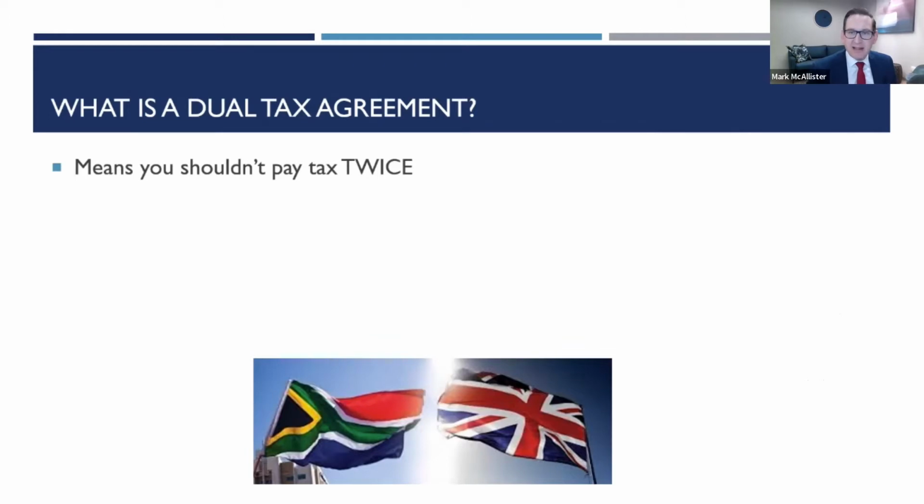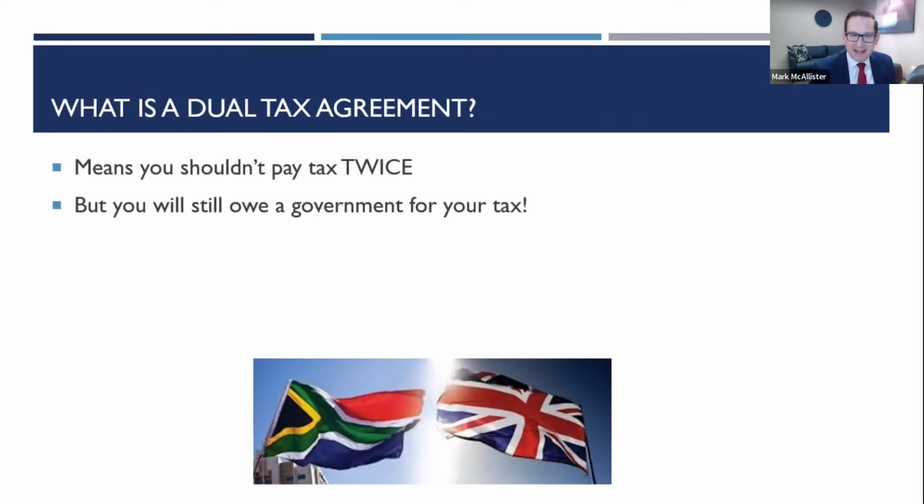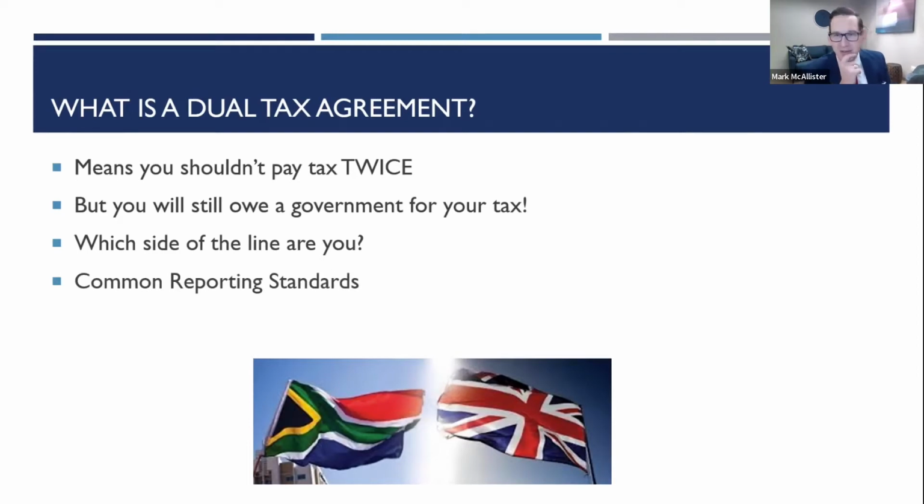Well, you probably heard about this thing. So Jeneen, dual tax agreement means you shouldn't pay twice, but you still owe a government somewhere. You can't just not pay tax. Is that right? What should we be thinking about when it comes to a dual tax agreement?